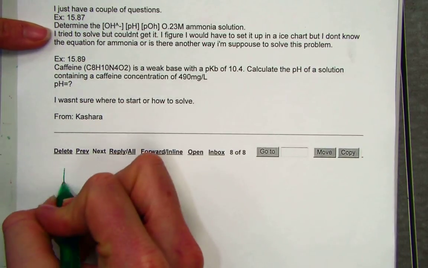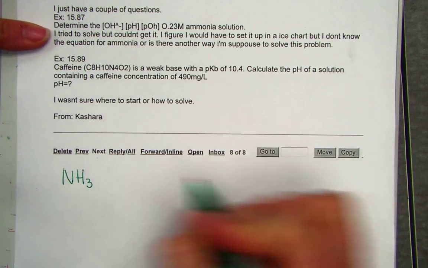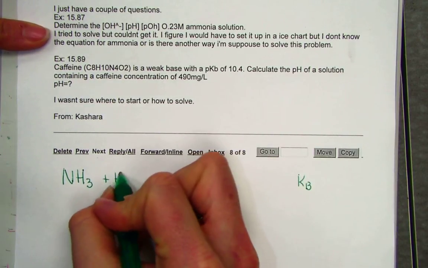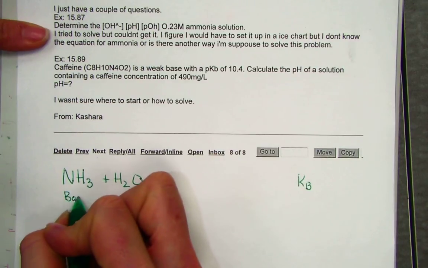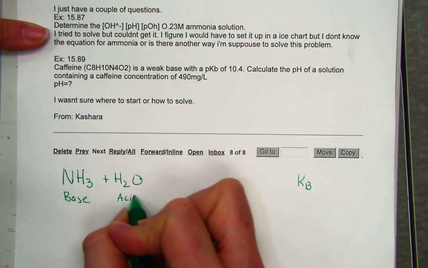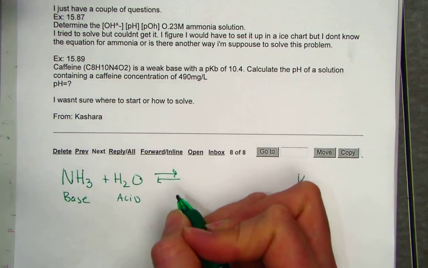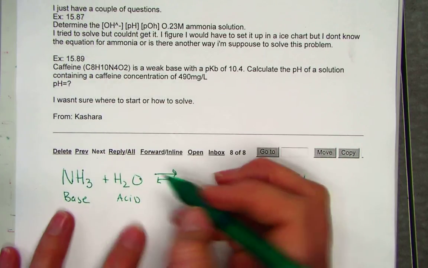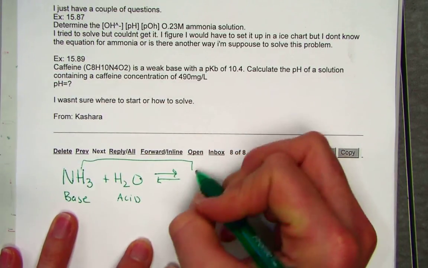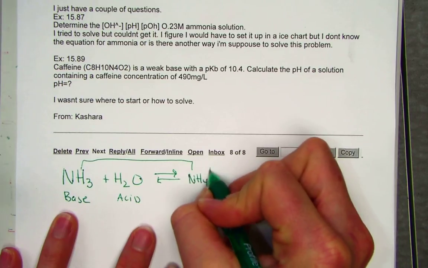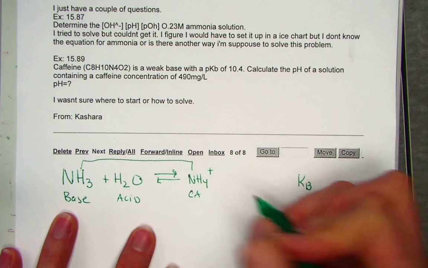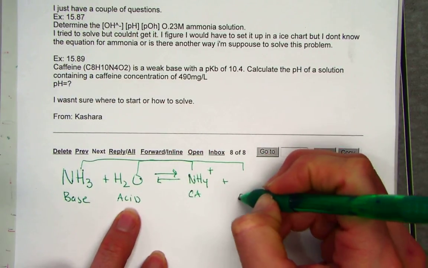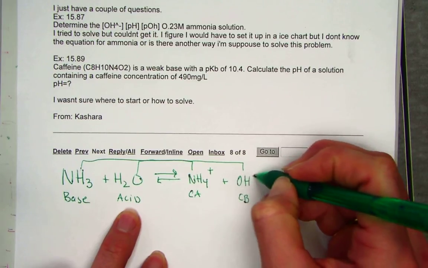So ammonia is NH3. It is a weak base, therefore it will have a Kb value. When placed into water, it acts as a base, and therefore water will act as an acid. The Bronsted-Lowry theory says bases are proton acceptors and acids are proton donors. When ammonia accepts a proton, it forms its conjugate acid, called ammonium, and when water donates a proton, it forms its conjugate base, called hydroxide.